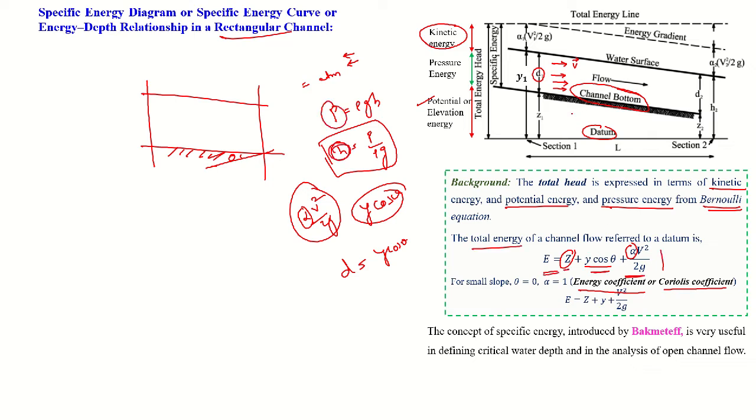But for a channel having theta very small, below 1 degree or 0 degrees, the slope of the bed is very small with respect to the horizontal. In this condition, theta is 0 and there is no such disturbance due to wind shear or any other aspect ratio. The alpha is also assumed to be 1. So the equation becomes like this. This is simply your Bernoulli equation: elevation, pressure and kinetic head or kinetic energy. This is called the Bernoulli equation.